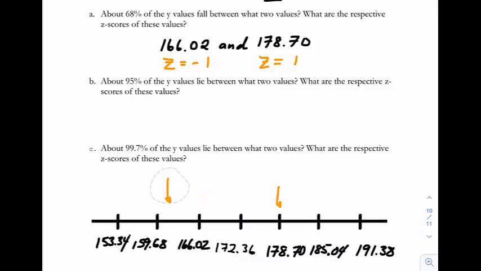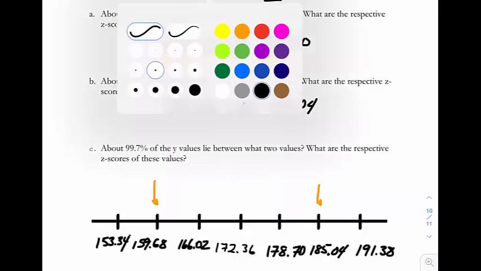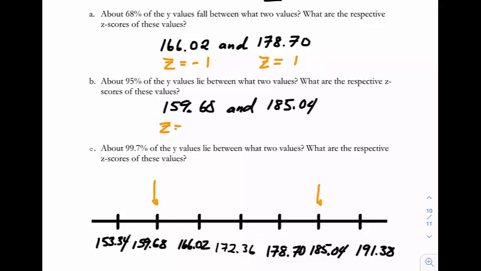For part B, 95% of your data is going to be between those two numbers, 159.68 and 185.04. The z-values associated with those would be -2 and +2, indicating that's within 2 standard deviations of the mean, between -2 and +2.